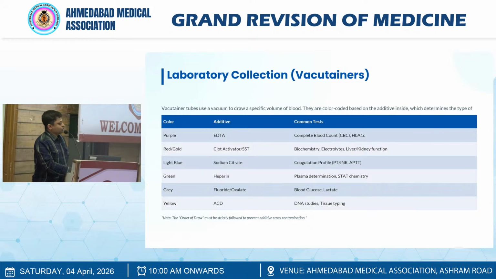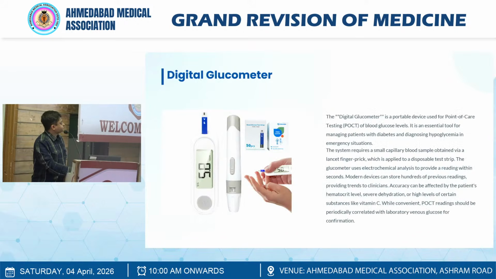Purple, EDTA, used for complete blood count and HbA1c. Red, biochemistry, electrolytes, liver function test. Light blue, sodium citrate, commonly used for coagulation profile. Green, which is heparin, for plasma determination and stat chemistry. Gray, which is fluoride, for blood glucose or lactate. Yellow, for DNA studies and tissue typing.